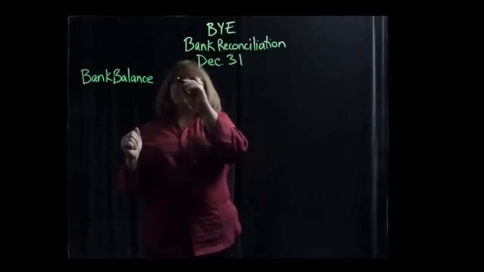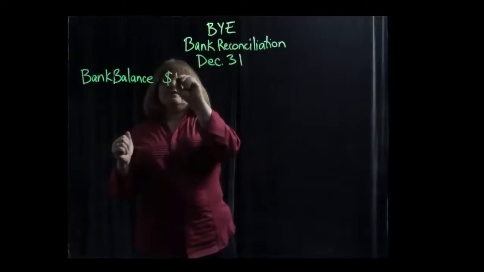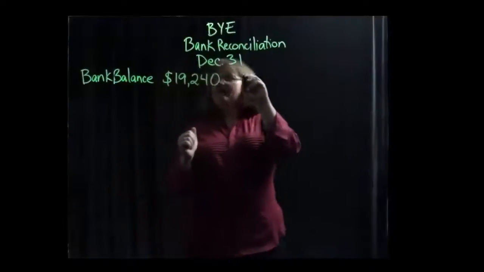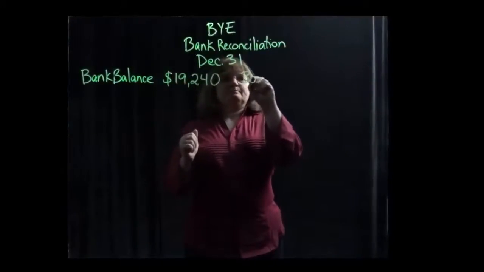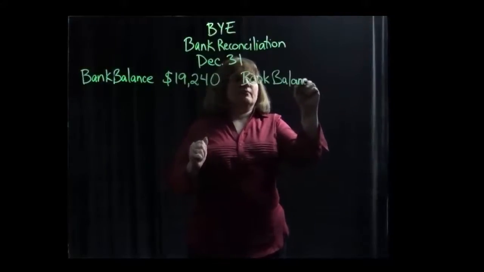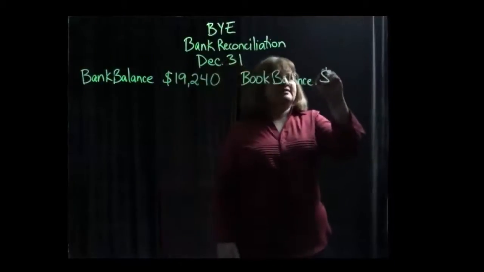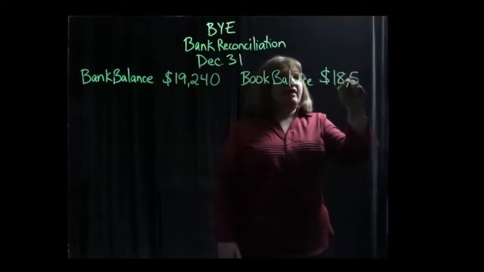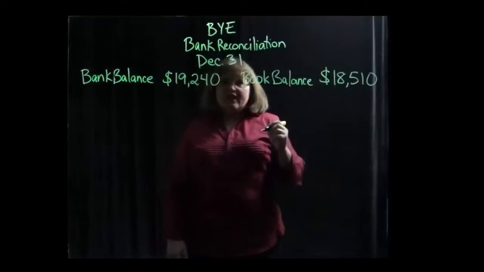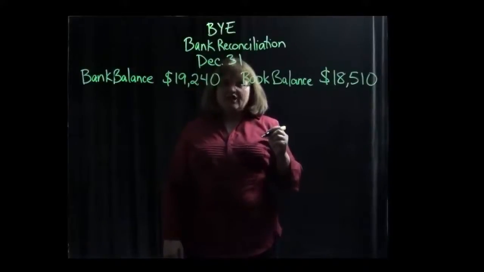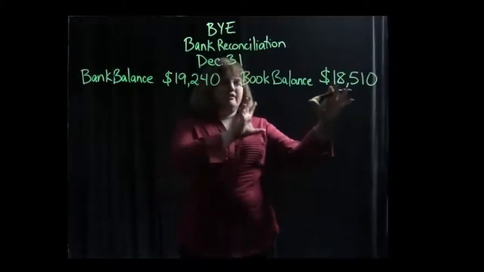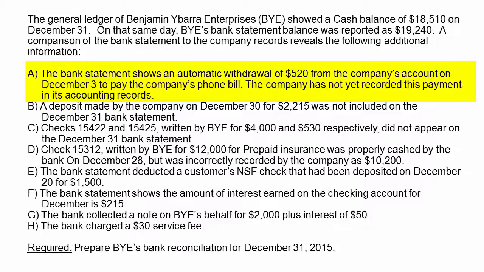So we're going to start with the bank balance, which is given to us as $19,240. And then we're going to write our book balance, which is given to us as $18,510. Next, we're going to look at each of the items that are lettered A through H and ask ourselves whether they affect the bank balance or whether they affect the book balance.